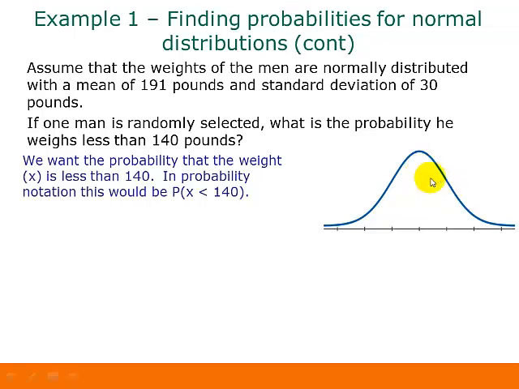And when you do this, it's a really good idea to label the mean and then at least one standard deviation below and above the mean, just so you get a general idea of what the distribution looks like. So 191 was our mean, and if we go one standard deviation below and one standard deviation above that, we've got 161 and 221. Now our 140 is a little bit below 161.